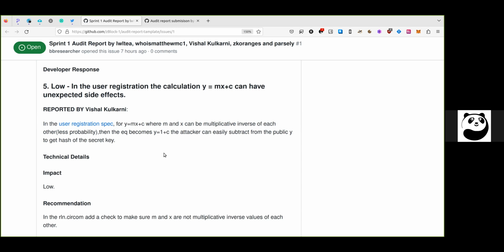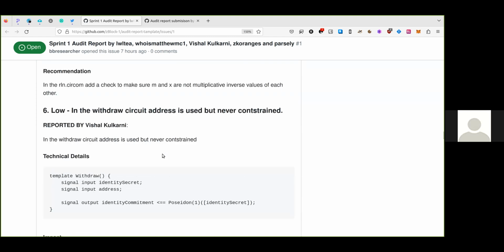But you also don't know the M value, so how are you going to find the multiplicative inverse for this? The M value is a coefficient which is only known by the user also. Right. Makes sense. Okay, so there's that one that Visual found.